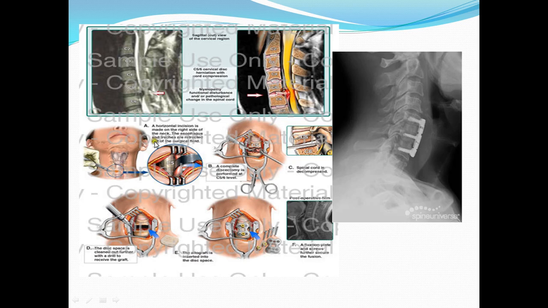So what we do, we open this region from the anterior side, we reach the spinal level, we remove the portion of the vertebra and the disc which is compressing the spinal cord. So the spinal cord is freed, and then in the space which is formed here, we put a graft of bone or cage to maintain it in its proper position. Then we go for anterior plating. So whenever we are decompressing the spinal cord by removing the vertebral body, the space is filled with the graft, and to maintain the graft in its position, we go for plating.